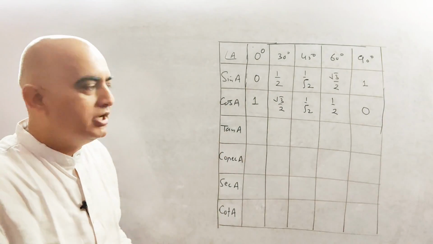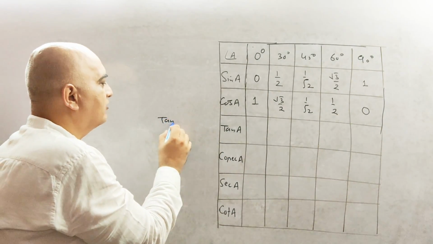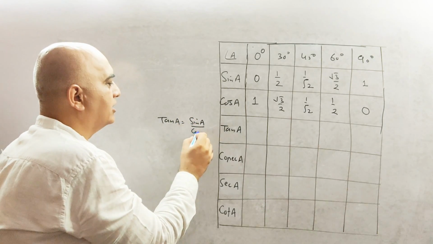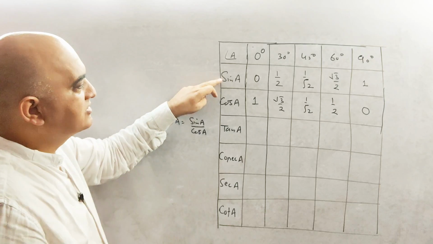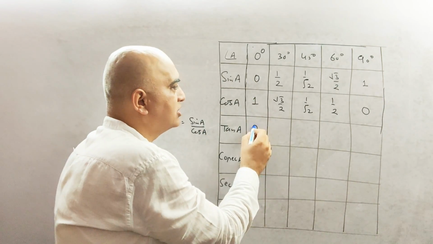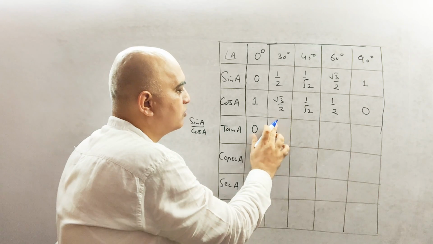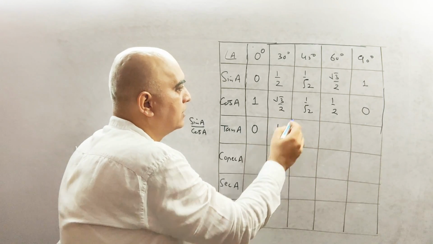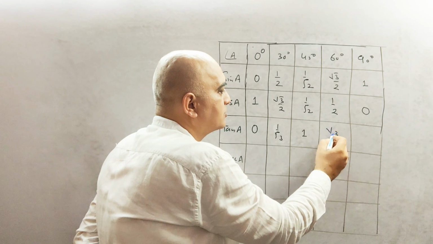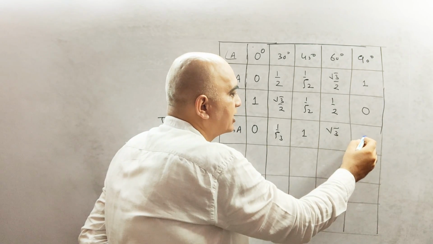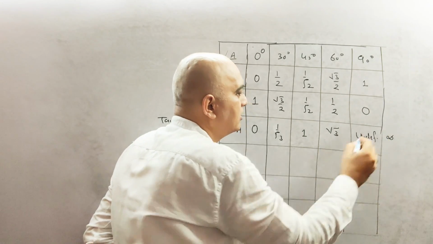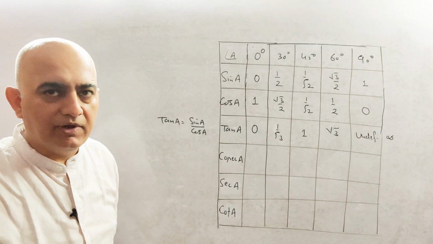After that, tangent A. Basically we have the formula for tangent, that is sine A upon cos A. So we can divide both these values, sine A upon cos A. That is 0 upon 1 becomes 0. This upon this becomes 1 upon root 3. And this upon this becomes 1. Root 3 upon 2 becomes root 3. 1 upon this becomes undefined. Undefined, or you can take the symbol for infinity, right?